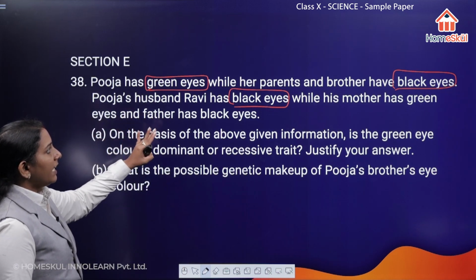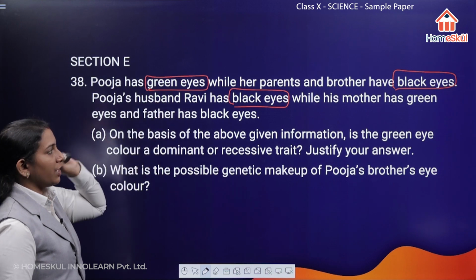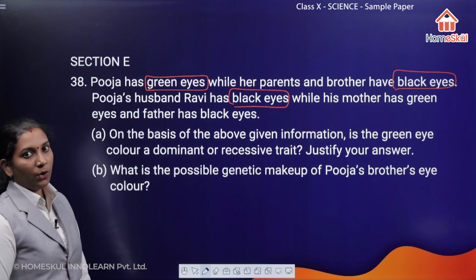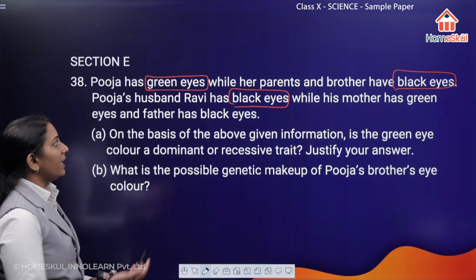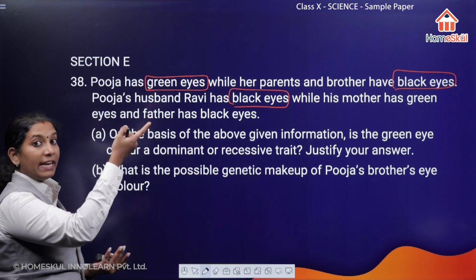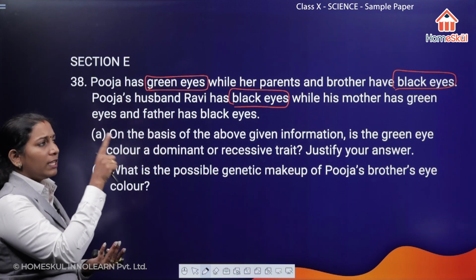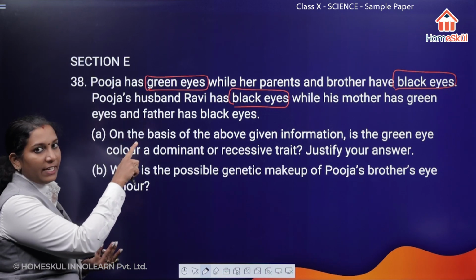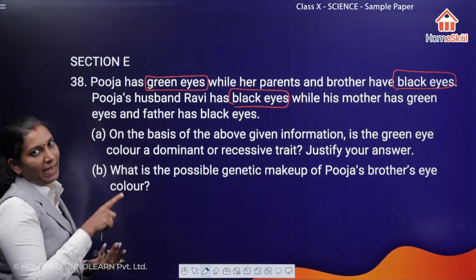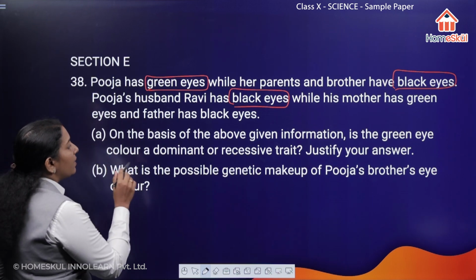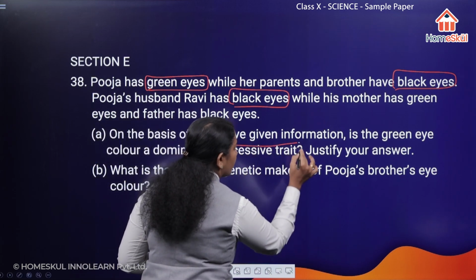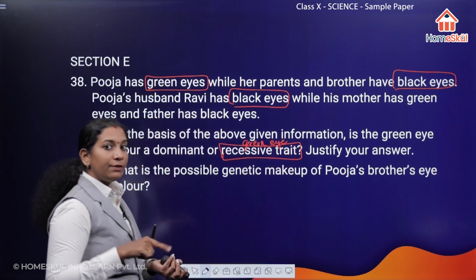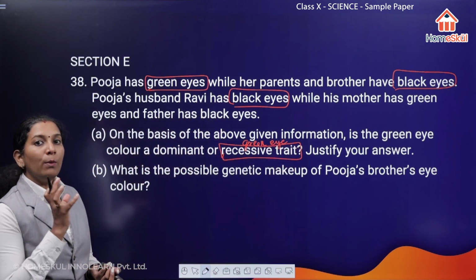So from the given illustration, we have to identify whether this green eye color is a dominant or a recessive one. From this you can simply identify that Pooja has green eyes, while her parents and brother have black eyes. So black eyes will be the dominant trait here. Also Pooja's husband has black eyes. So here the green eye color is a recessive trait, and it will only express in its homozygous condition.